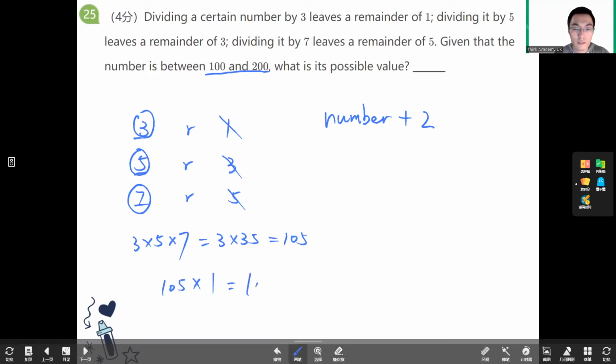It is 105. So it will be divisible by 3, 5, 7 at the same time. And we know 105 is the number plus 2. So the target number, the number we want, take away 2. We got that. It is 103. Oh, sorry, it should be 2 over here.